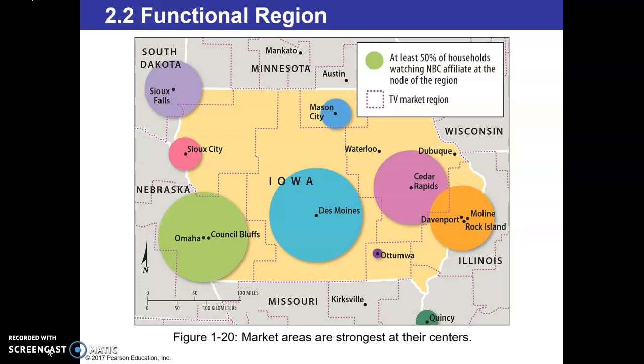At least 50% of the households watch the NBC affiliate at the node of the region. You even see two regions overlap a little bit. And so the further out you go from the node, the less likely the people outside of that node are to utilize that function. I like to use the example of news stations.